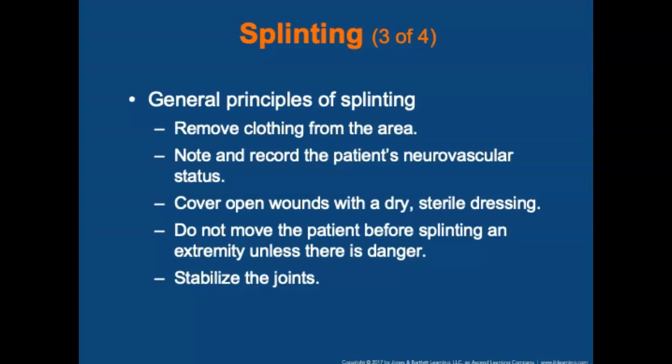General principles of splinting. Okay, so general principles of splinting are: remove clothing from the area of any suspected fracture or dislocation so that you can inspect the extremity for DCAP-BTLS. Note and record the patient's neurovascular status distal to the site of the injury, including pulse, sensation, and movement. Cover open wounds with a dry, sterile dressing prior to splinting.